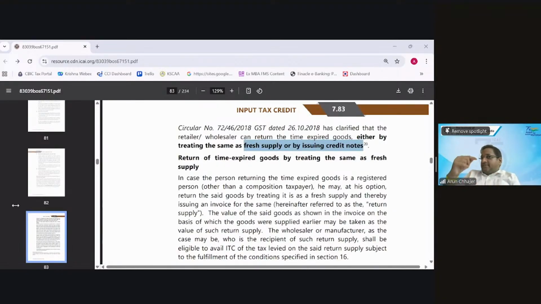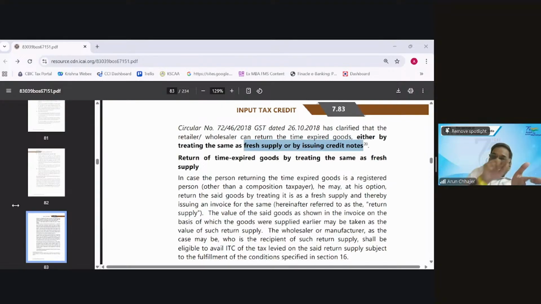It means, suppose I have sold the goods in 23-24 to you, and you are returning the goods. Now I will issue the credit note. That has the time limit. But suppose you have returned the goods in the month of December, can I issue the credit note? Answer is no. I can't issue the credit note.